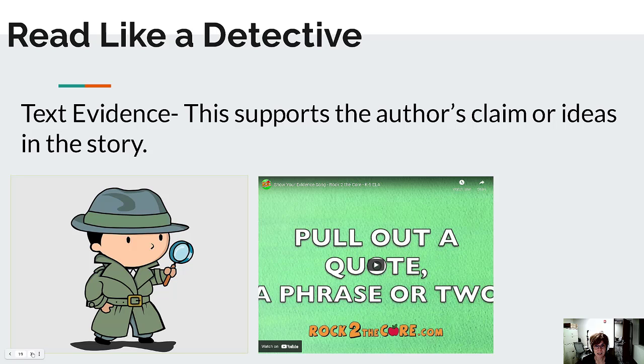So when we look at text evidence, this is material that the author puts in to support a claim or idea that the author has. So let's watch a video on what that means.